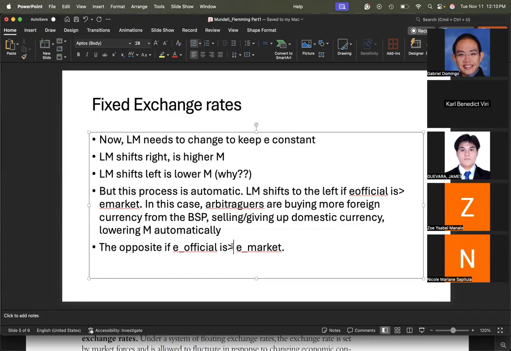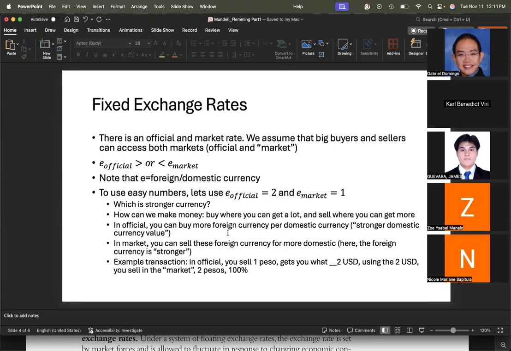And the opposite is if E-official is less than E-market. All right. So this E-official is greater than E-market. That is exactly what our toy example here is.